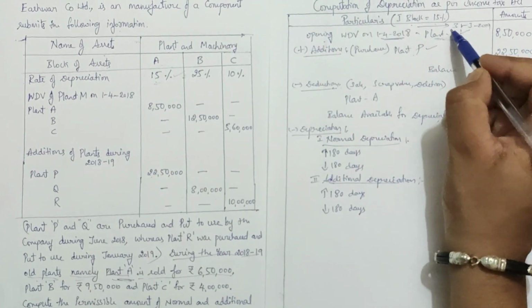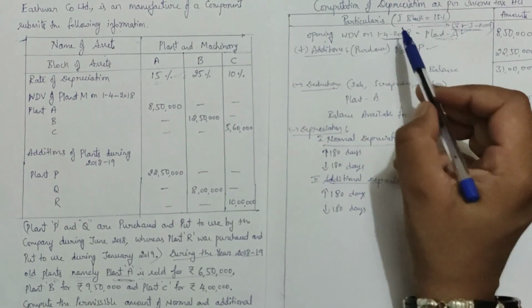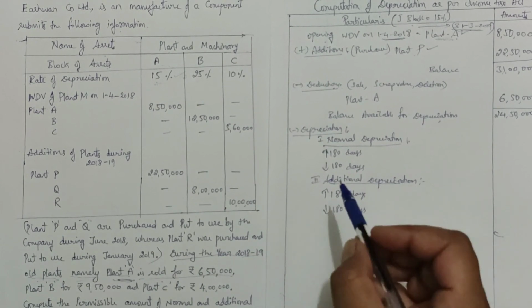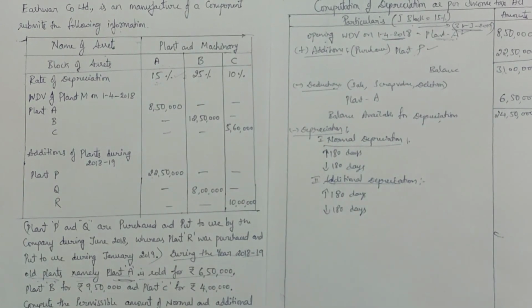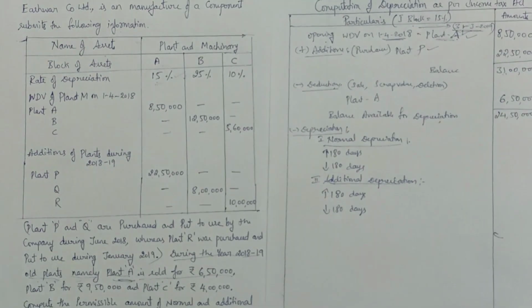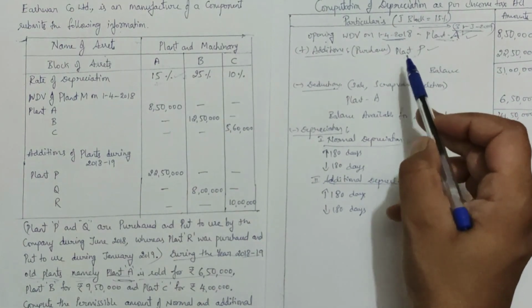That is 31st/3/2019. So from here to here it's almost 1 year, right? So 1 year means, it's having more than 180 days. Clear? So plant A is used for more than 180 days. That's confirmed. Next we need to check even for plant P.